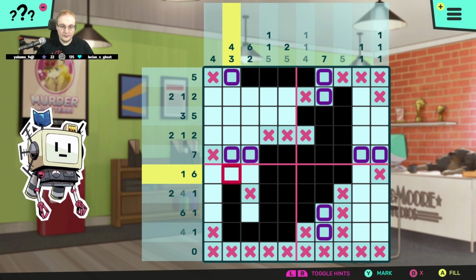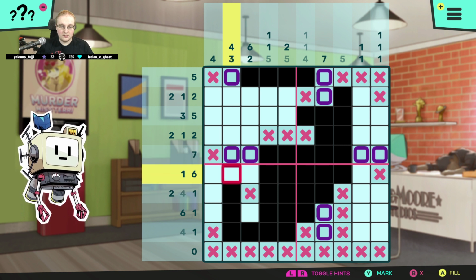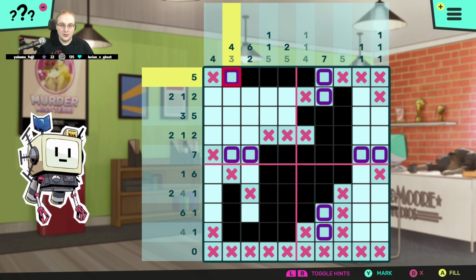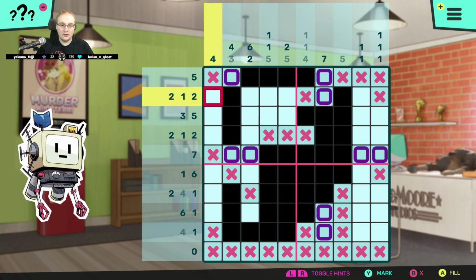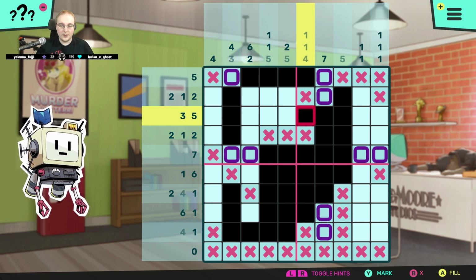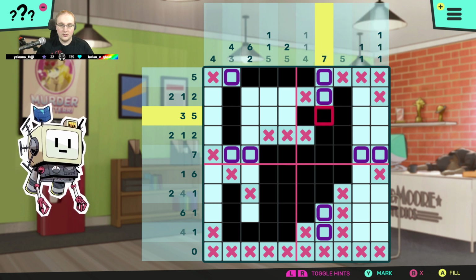That's got to be a 3. 3, 4, 1, 2, 3, 4. So those are going to be on. 2 could go either side of that. 5's got to be... 5 either side of there.